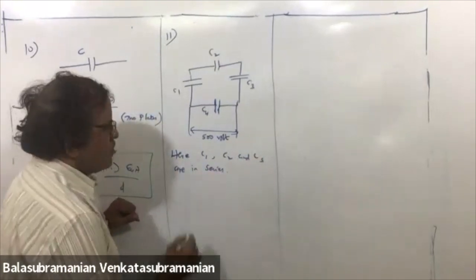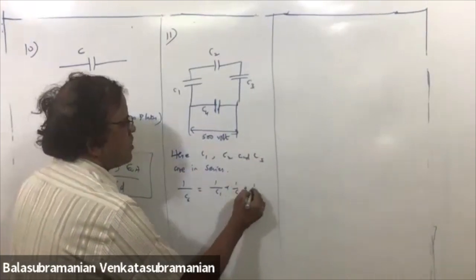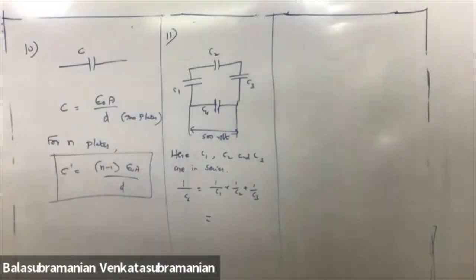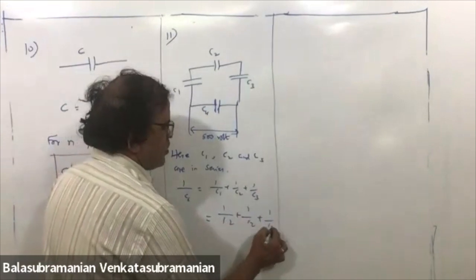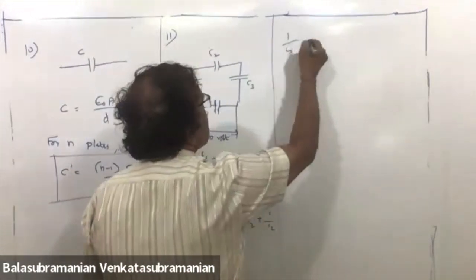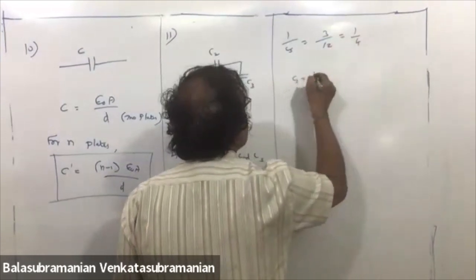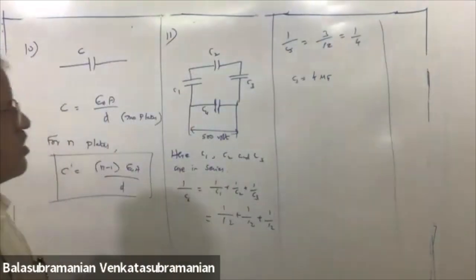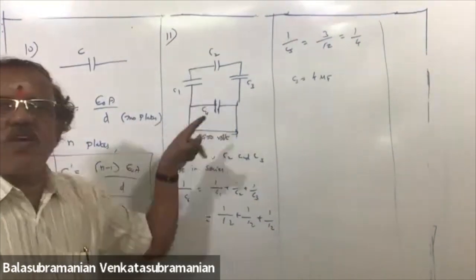In series, 1 by Cs is equal to 1 by C1 plus 1 by C2 plus 1 by C3. What is the value given? All are 12 microfarad. So 1 by 12 plus 1 by 12 plus 1 by 12. 1 by Cs is equal to 3 by 12, that is 1 by 4. Cs is equal to 4 microfarad. This 4 microfarad is in parallel with the C4.